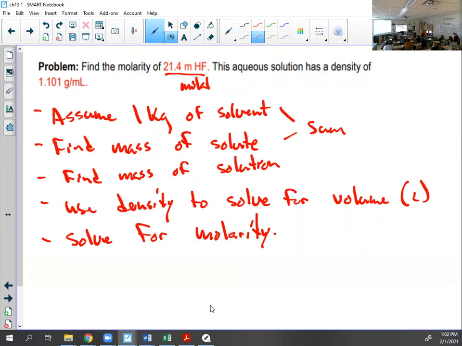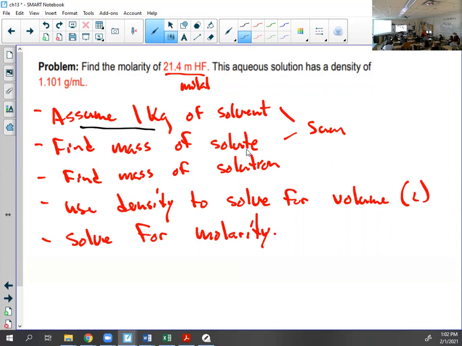So it really is similar. Instead of solving for mass using the density, which we did before, we now use it to solve for the volume. Okay, so we'll just attack. I assume 1 kilogram of solvent, that's easy.